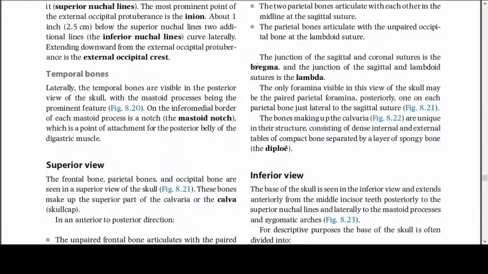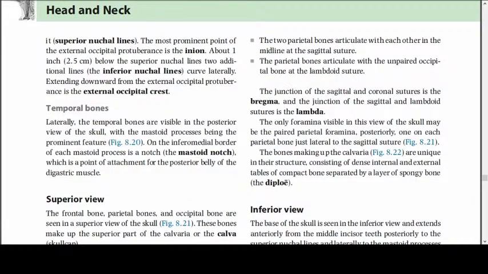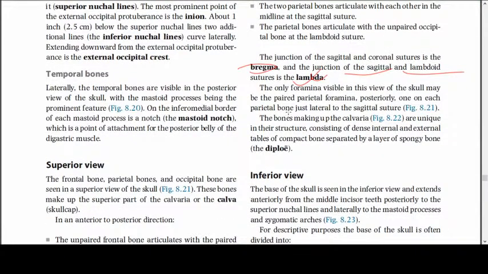Superior view, inferior view, bregma. What is bregma? The junction of the sagittal and coronal sutures is called bregma. The junction of the sagittal suture and the lambdoid suture is called lambda.